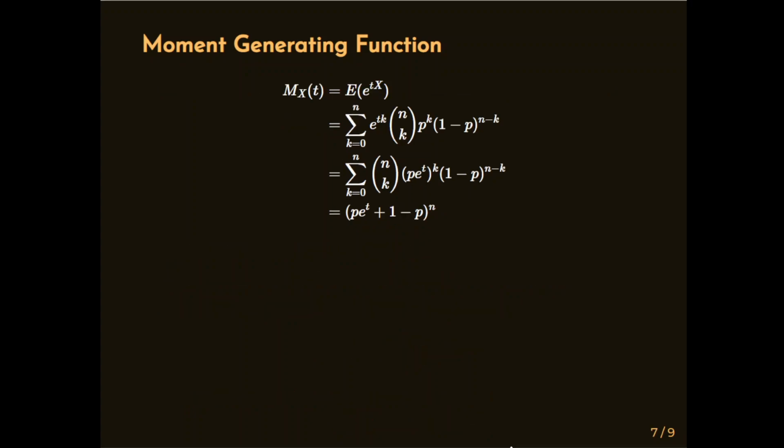We're actually done now. Okay, so just going back to our expression here, a is p times e to the power of t. b is 1 minus p. So a plus b to the power of n is p times e to the power of t plus 1 minus p, all to the power of n. And we're done. That's it. That's all we have to do.